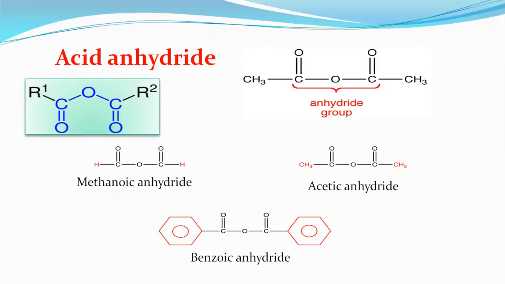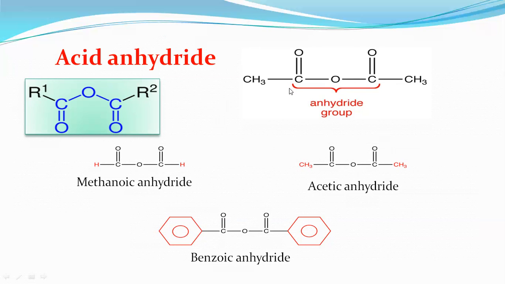For the acid anhydride, R C double bond O, O C double bond O R. Here in the anhydride structure, we have C double bond O, C double bond O, and these two carbons are linked with the alkyl group. The presence of this structure in the middle is called the anhydride group.